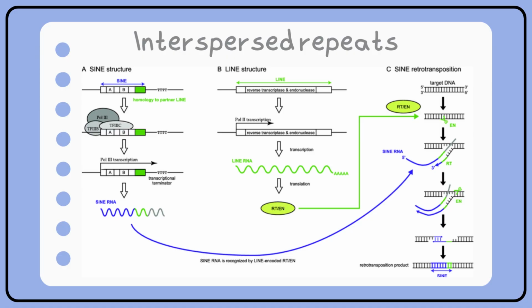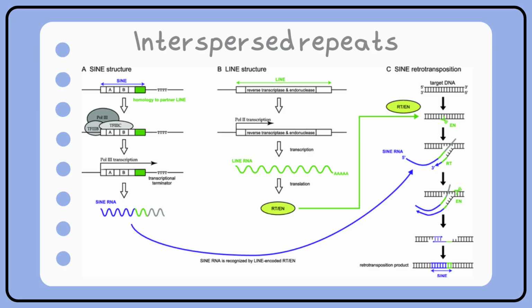Because LINEs can move around and have the ability of transcription, LINEs can sometimes cause mutation or genetic instability. But they have also contributed to evolutionary innovation through gene duplication and diversification.